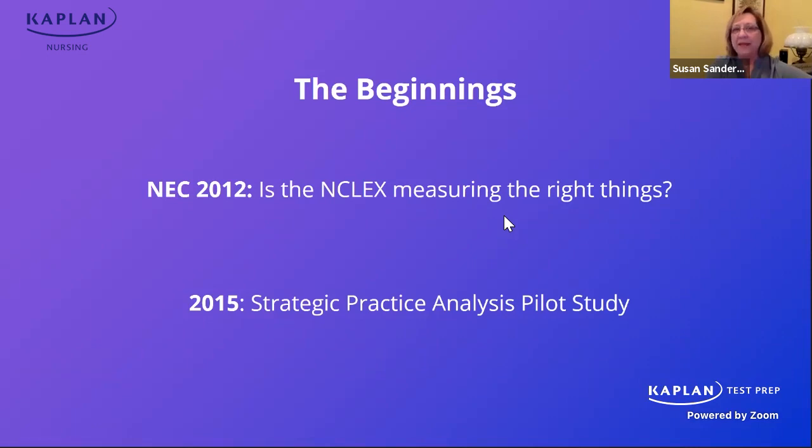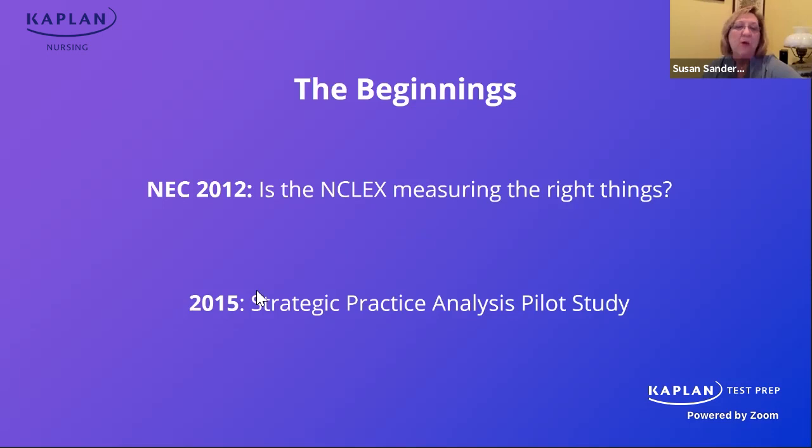So where did all of this begin? I remember sitting in a national council meeting with Barbara Irwin in Portland, Oregon. You all remember Barbara as the designer of the Kaplan decision tree. And the National Council's NEC, which is their NCLEX examination committee, started talking about this in 2012. And they started thinking, is the NCLEX really measuring the right thing? Is it measuring that clinical judgment?